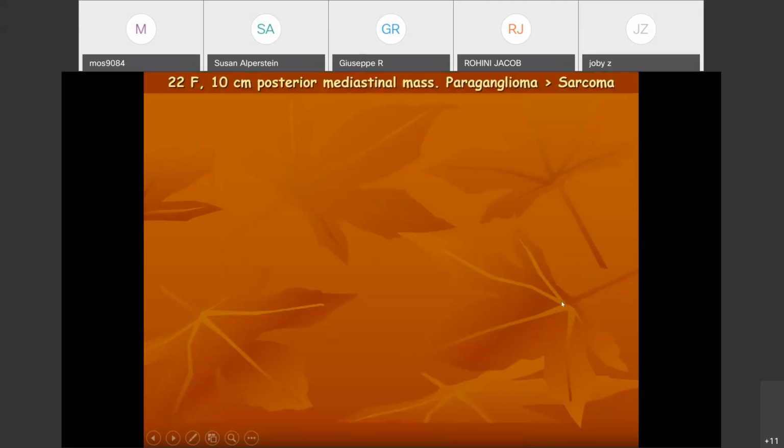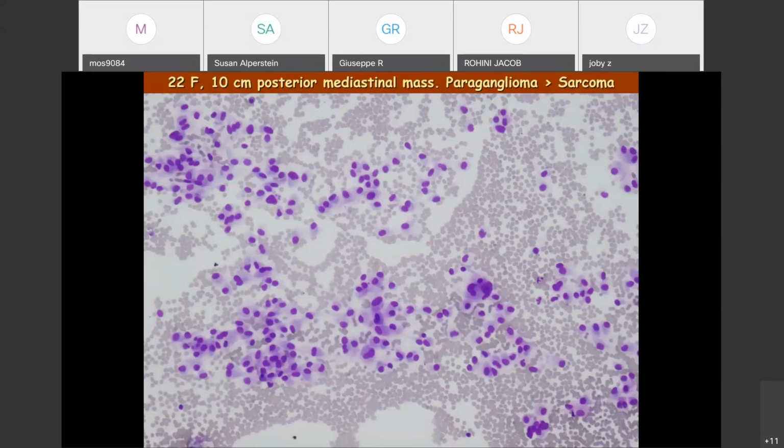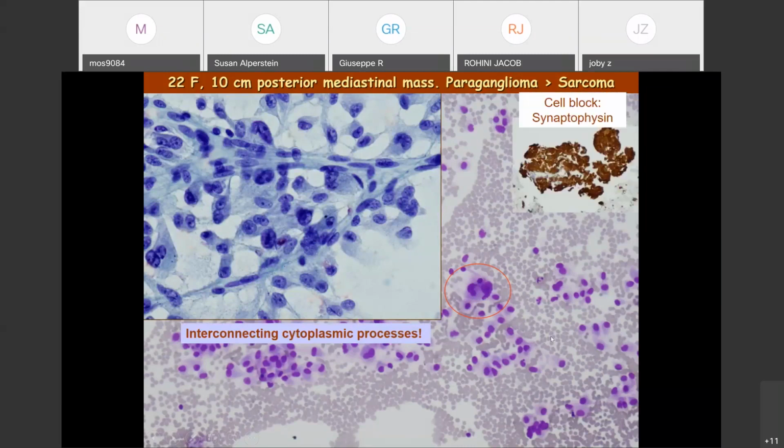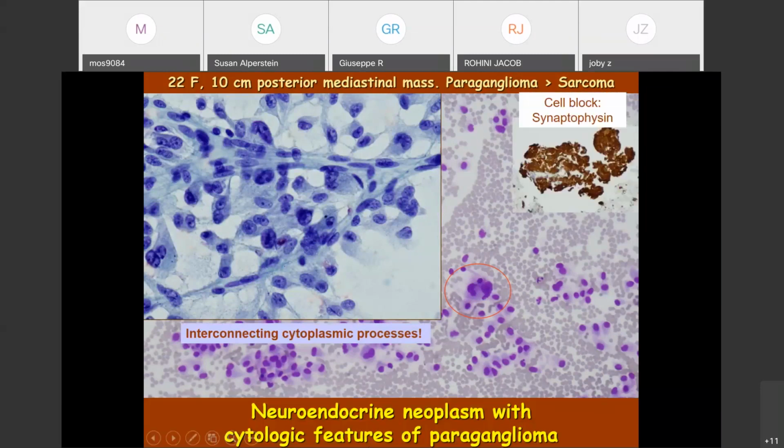Here's a young woman with a huge posterior mediastinal mass. Here is an NYU case. Those tumor cells were definitely very discohesive. And then you have interconnecting cell processes. And it's a clue for paraganglioma. And that's how it's signed out at NYU.